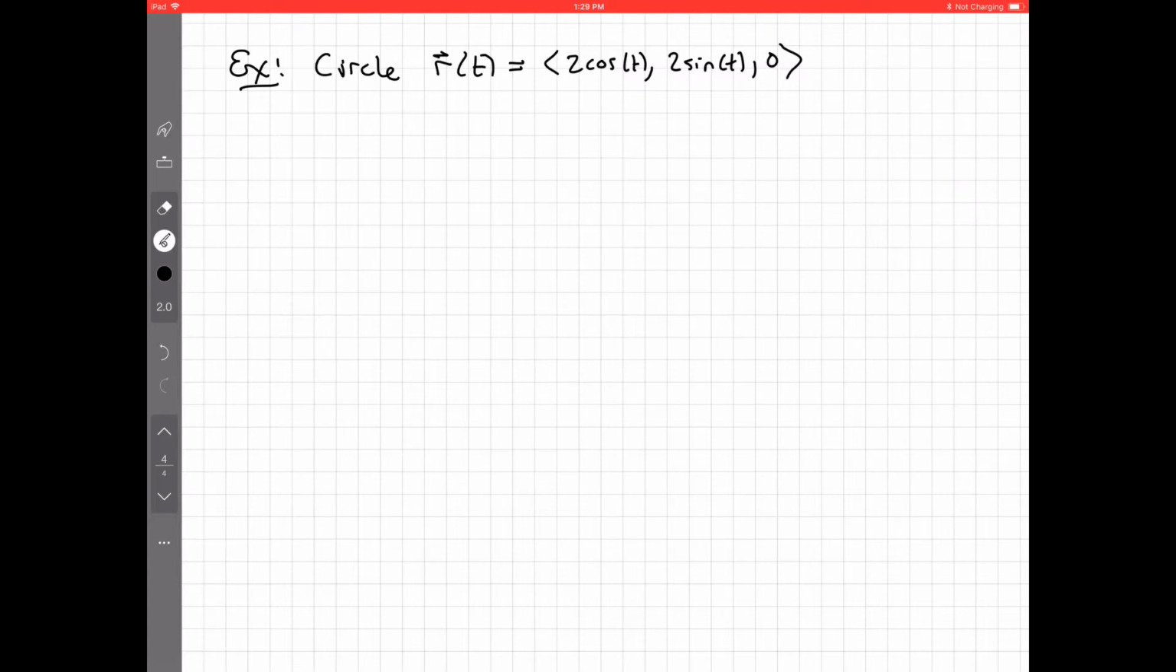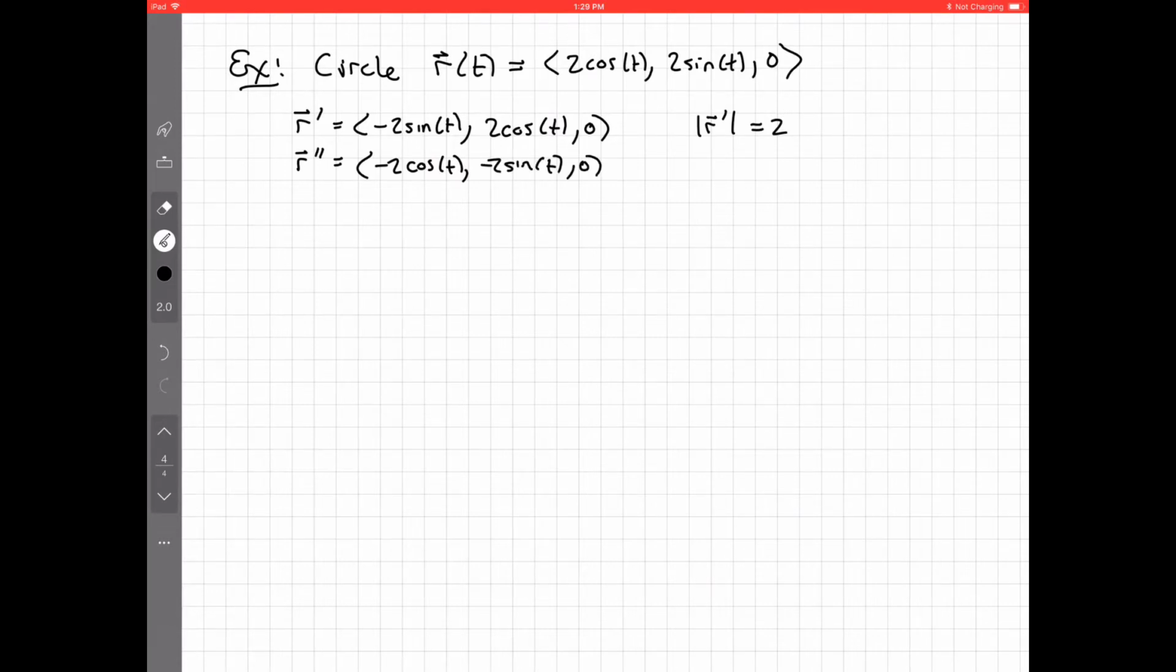Okay. Well, so what do we get? Well, we have r prime is minus 2 sine t, 2 cosine t, 0. I'll skip a little bit of the detail, but the length of r prime clearly is 2. Just work that out. R double prime would be minus 2 cosine t, minus 2 sine t, 0.